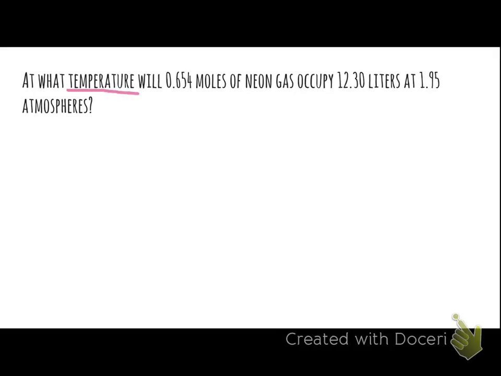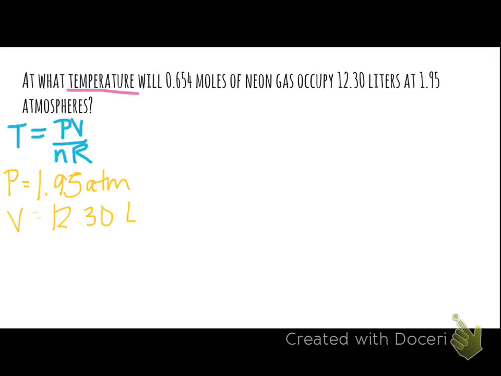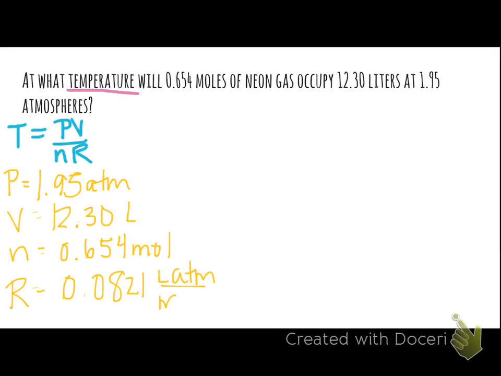So first thing we want to do, let's rewrite that equation. So we're going to have T equals PV over NR. Okay. My P equals 1.95 ATM. My V equals 12.30 liters. My N equals 0.654 moles. And my R equals 0.0821 liter atmosphere per mole Kelvin. Okay, all my units look pretty good. Atmospheres will cancel, liters will cancel, moles will cancel, we'll be left with Kelvin.